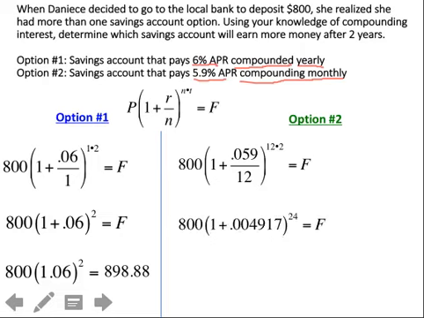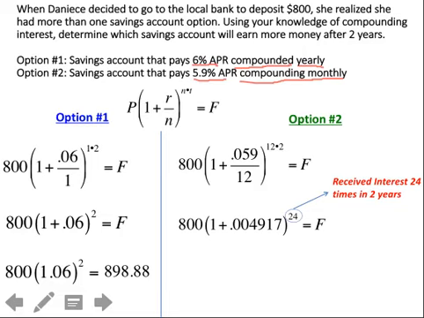When I simplify this, I get 800 times (1 plus 0.004917) raised to the 24th power for the 24 months in 2 years. Now, there's something you should notice here. The first thing you should notice is you receive your interest 24 separate times in 2 years. In option 1, you only receive your interest twice, 1 time for each year. It's compounded yearly. But in option 2, you receive it 24 times because you receive your money once a month. There's 24 months in 2 years.